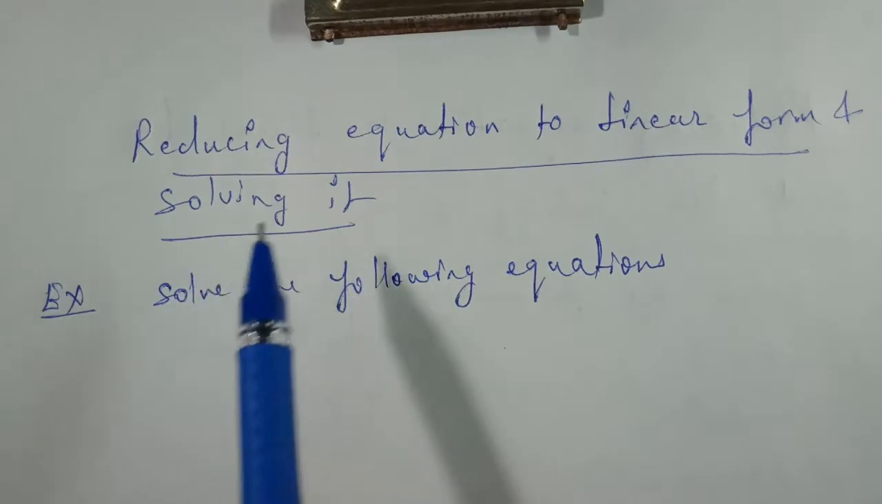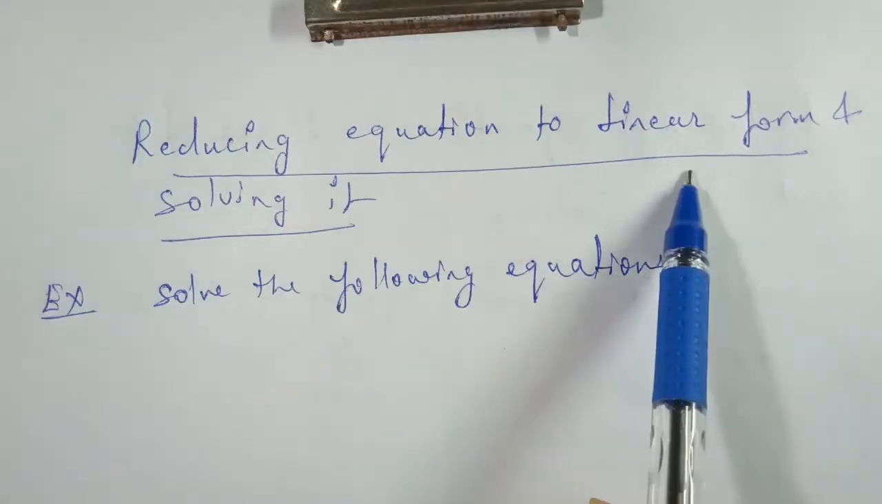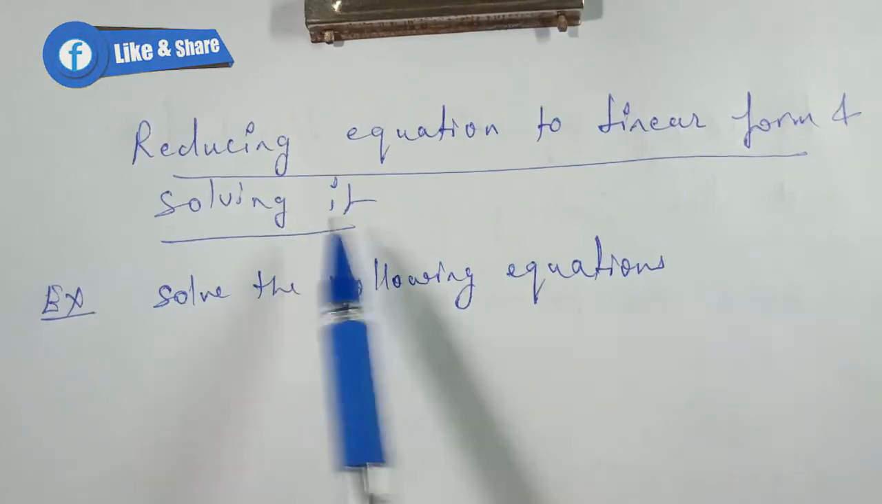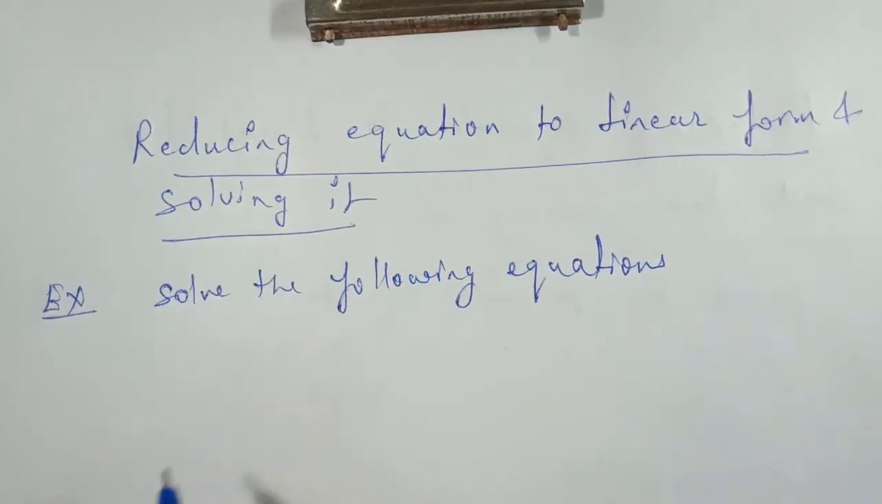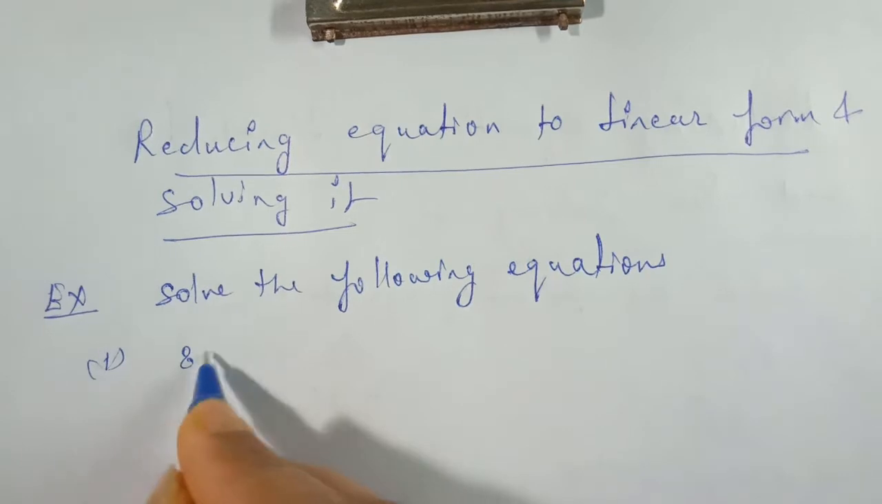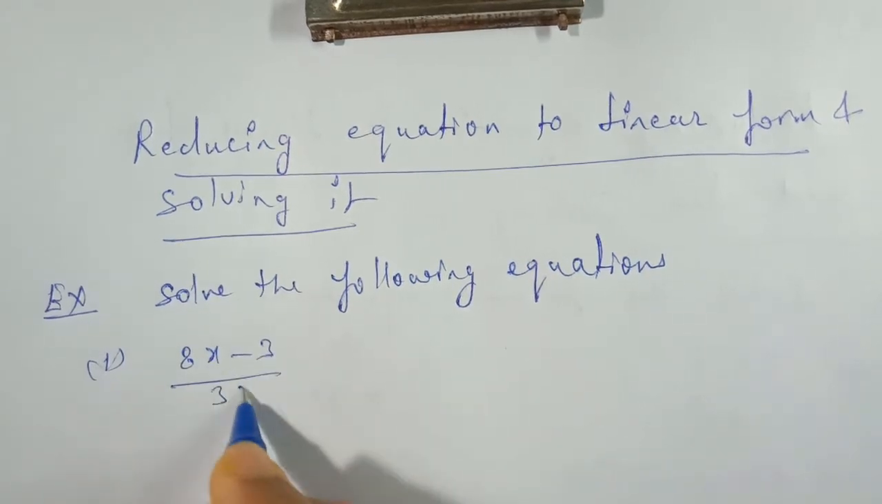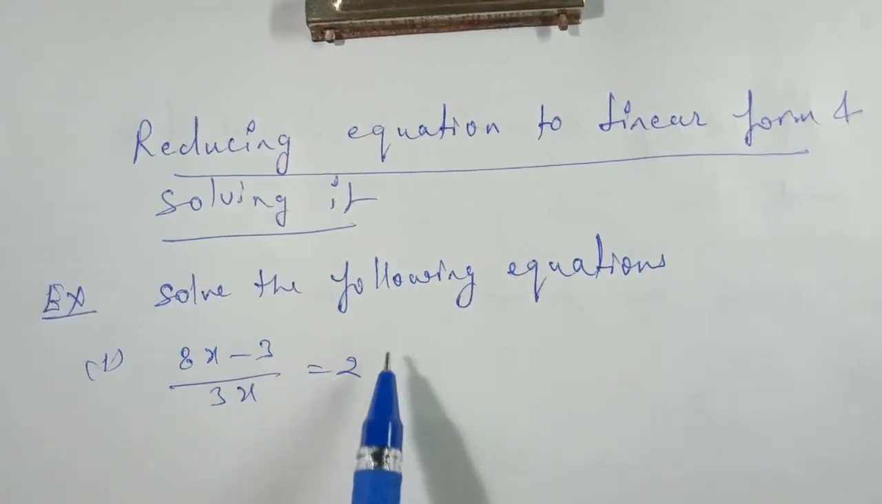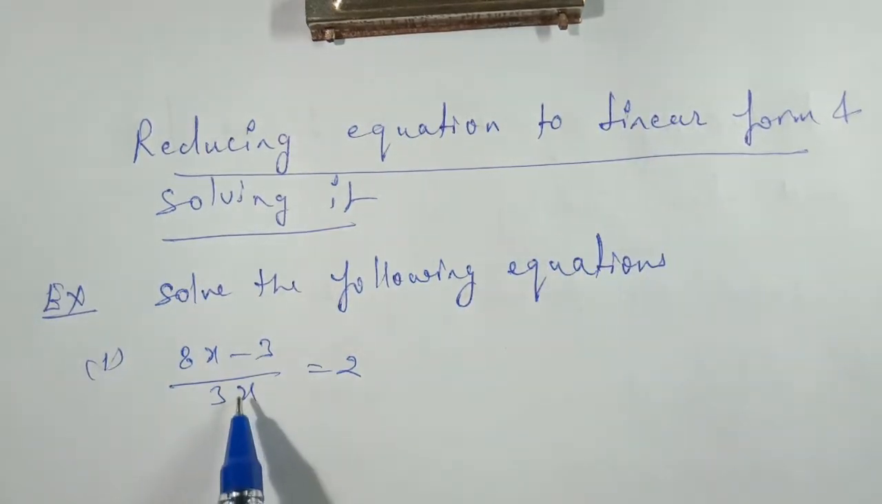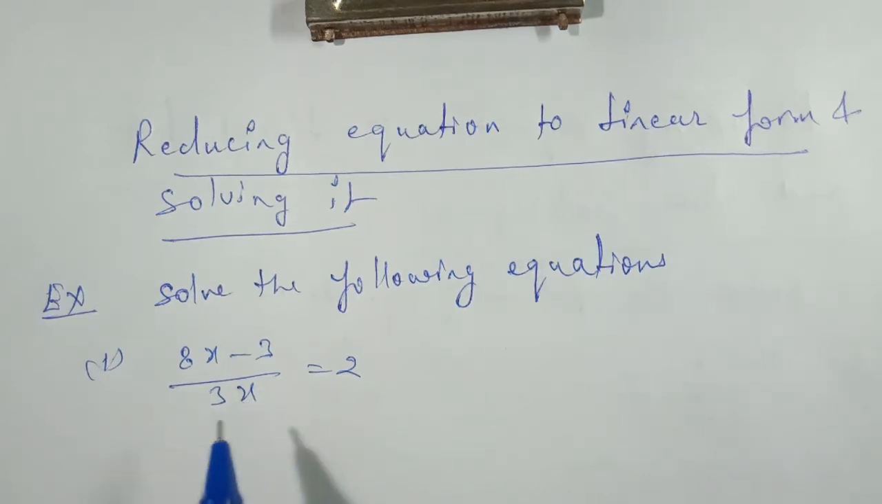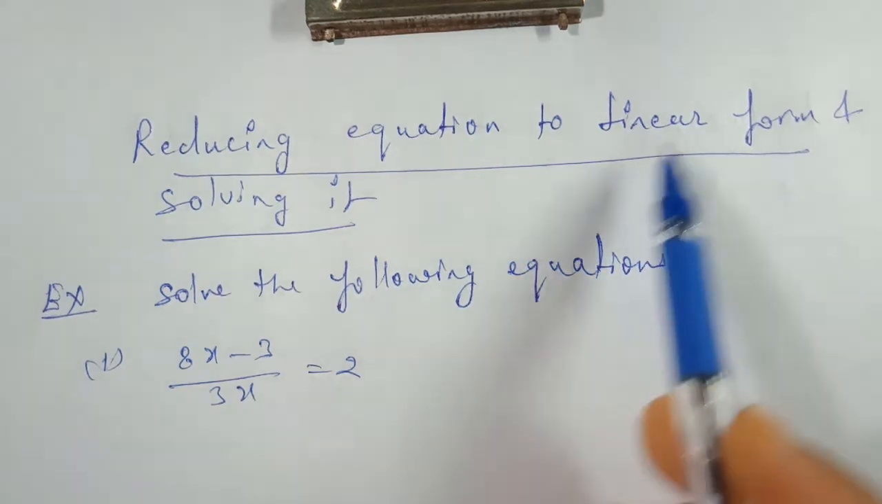Students, today we are going to learn how to reduce an equation into linear form and solve it. So let us take some examples. Solve the following equation: 8x minus 3 upon 3x equal to 2. This equation is not in linear form because the denominator contains the variable term. Unless we remove it, it will not be called linear form.